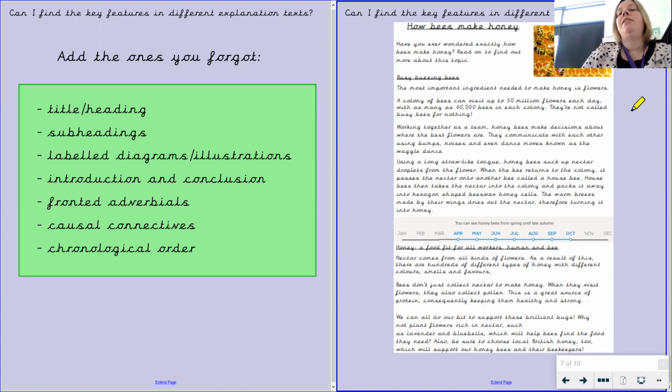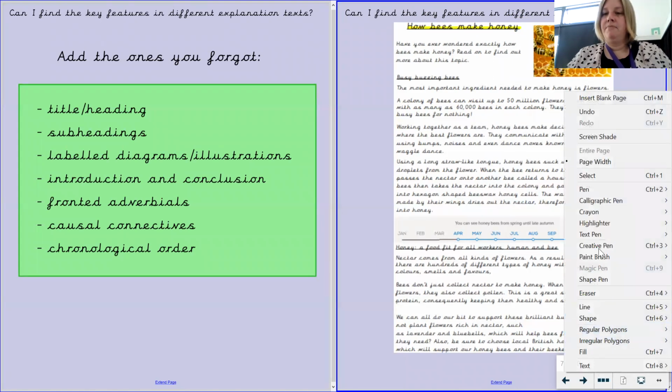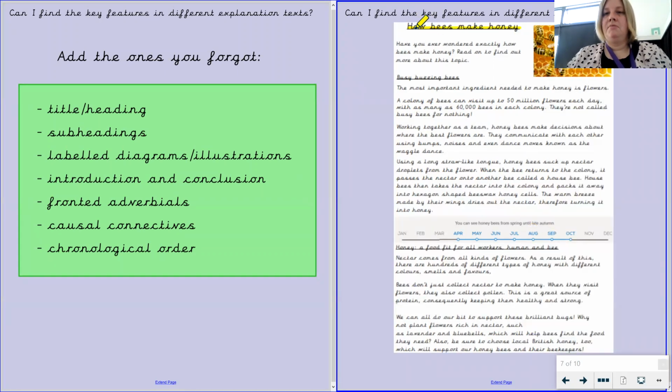So, the first thing we need to do is look for our title and heading. So, our title is How Bees Make Honey. Then we've got two subheadings in our explanation text. We've got buzzing bees, and honey, a food fit for all workers.